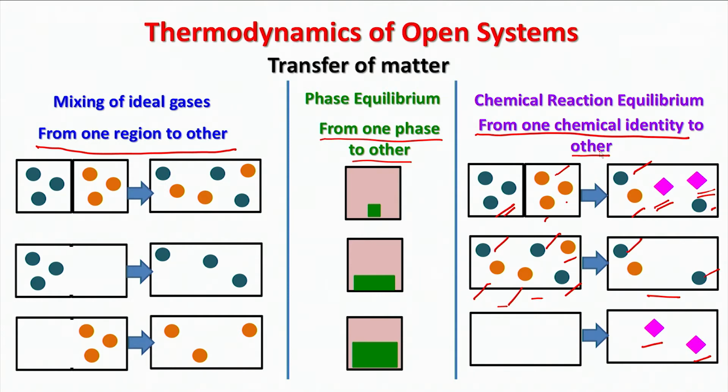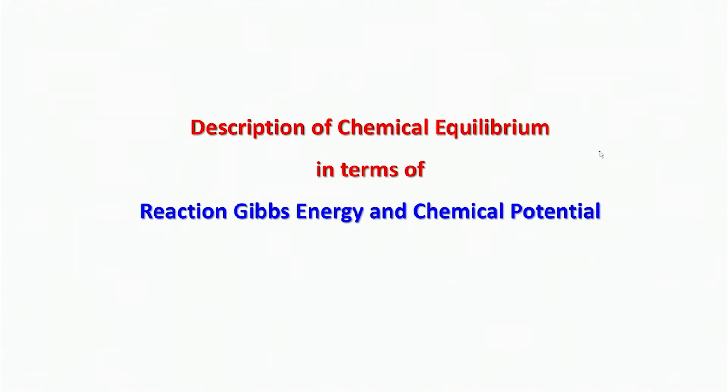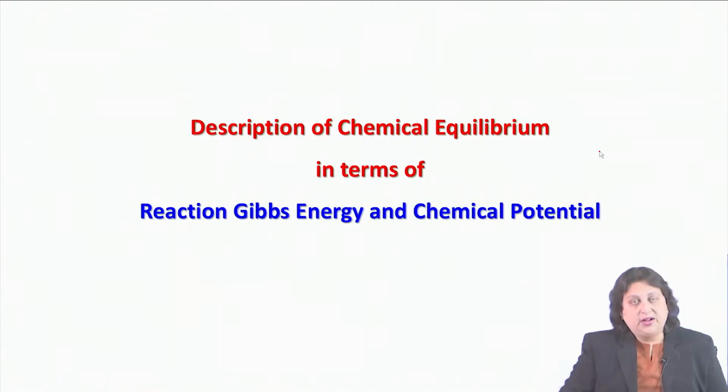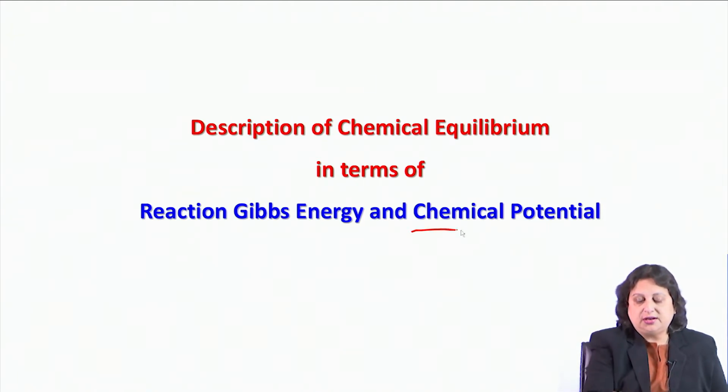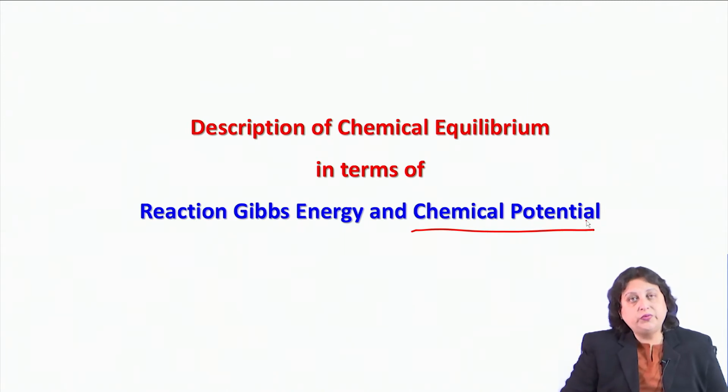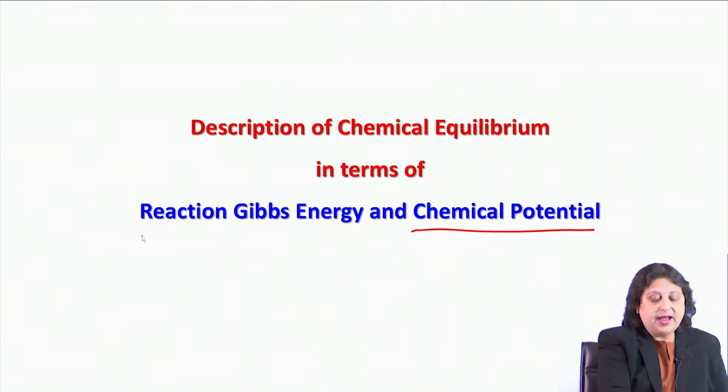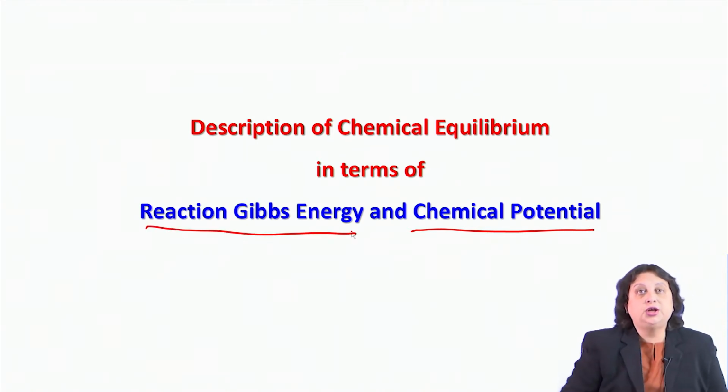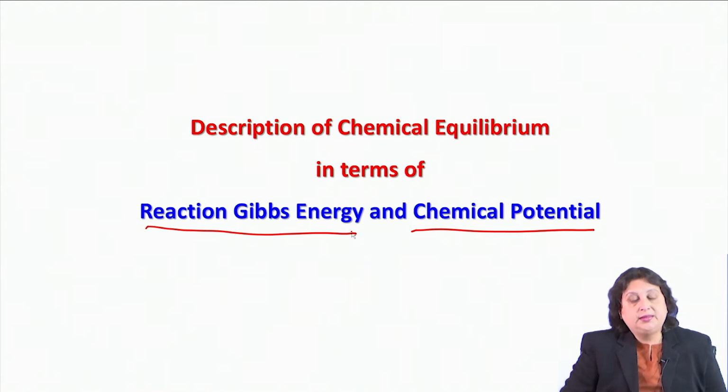With this picture in mind, let us now try and derive a description of chemical equilibrium in terms of chemical potential and show how we develop a single thermodynamic quantity called reaction Gibbs energy to describe the direction of spontaneity of a chemical reaction and the condition of equilibrium.